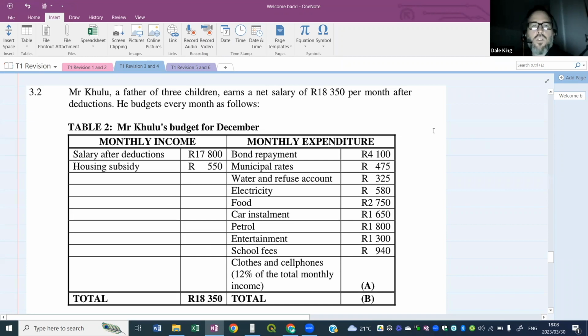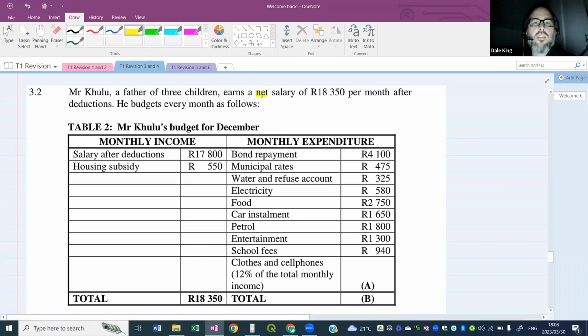Okay, so a quick question. What does net salary mean? Can anyone tell me in chat, what is net salary? That word there, net. Who can tell me in chat what that means?